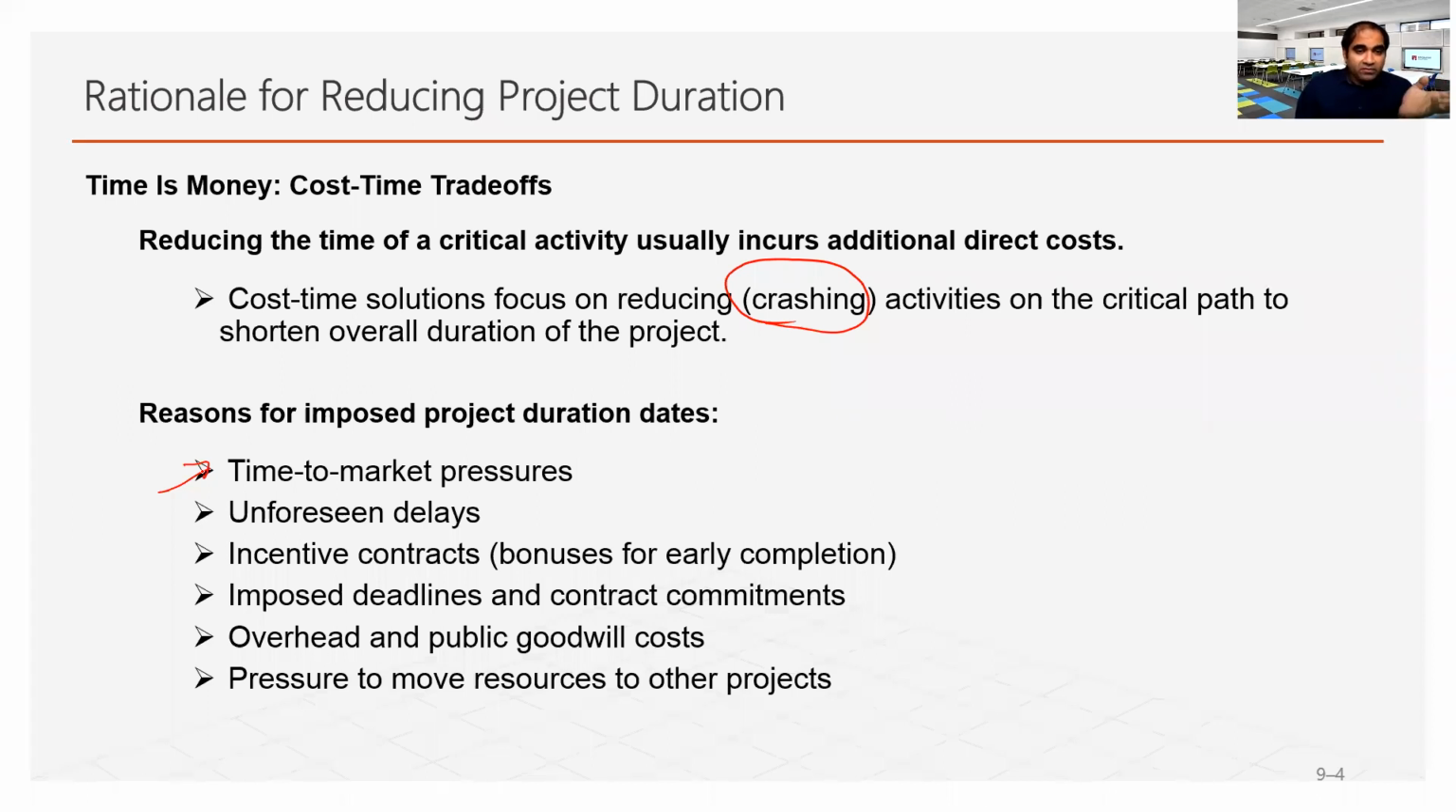Unforeseen delays, incentive contract. Those who are doing contracts and procurement, you should have a clear understanding of what an incentive contract is. But in brief, if you can finish a project early, as part of the standard contract, there will be some incentives given to the project team. So if it is an incentive contract, there will always be a push to reduce the overall project duration.